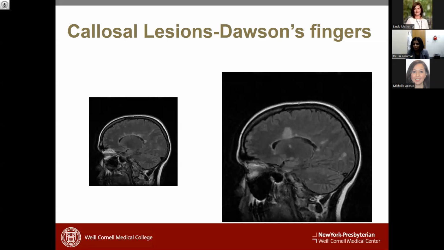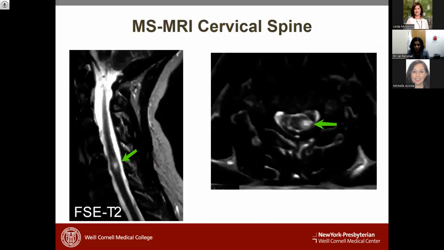Now, these lesions are very typical for MS as well. So if you see lesions like this, again, you don't need the spinal tap. Moving on to what the spinal cord might look like. You see an MS lesion here. These are sagittal cuts. You see the lesion now.